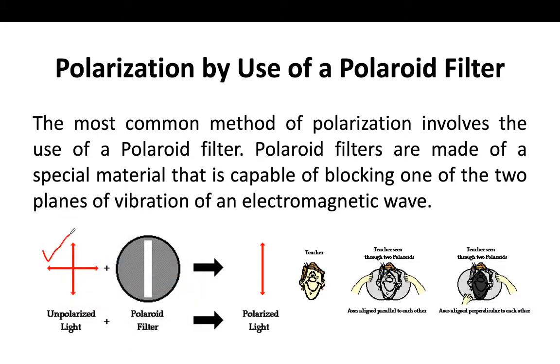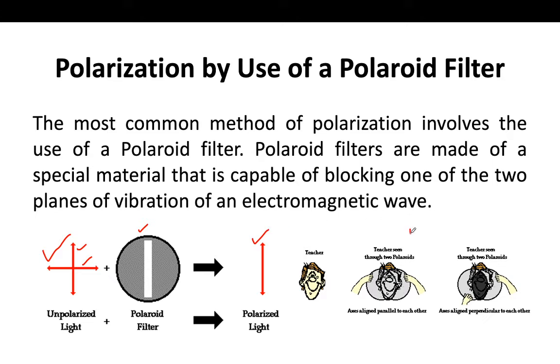That was unpolarized light because it was having vertical and horizontal planes. Here we use a Polaroid filter, and what does this filter allow? This filter only allows the vertical lines to pass and blocks the horizontal waves. So we get only the vertical lines, that is polarized.